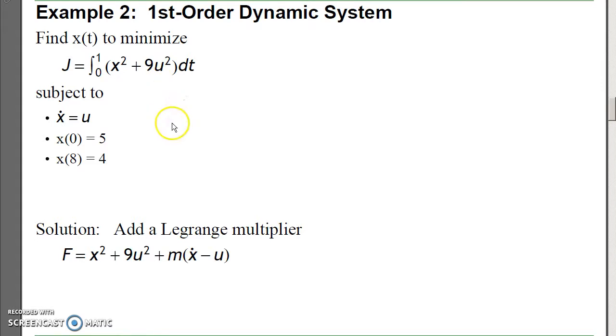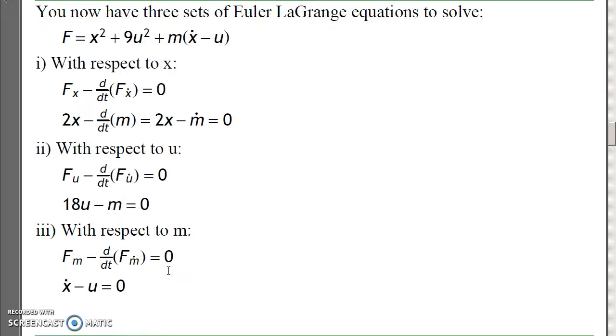To solve that, I add a Lagrange multiplier. These dynamics solve backwards to get x dot minus u equals 0. I can always add 0 to a function and not change anything. M is my Lagrange multiplier. I now have a function of x, u, and m. To solve that, I need to solve three Euler-Lagrange equations: the Euler-Lagrange equation with respect to x, with respect to u, and with respect to m. All three of these have to be satisfied.